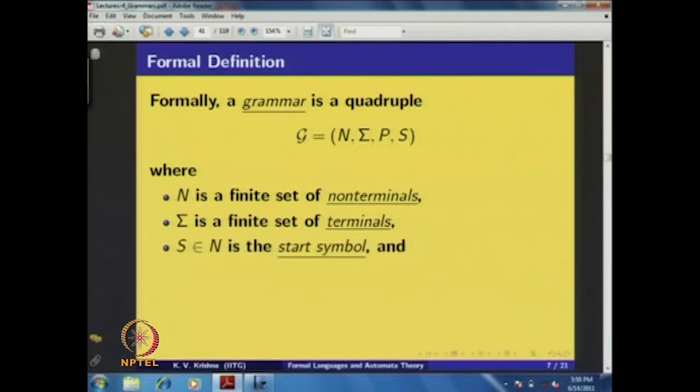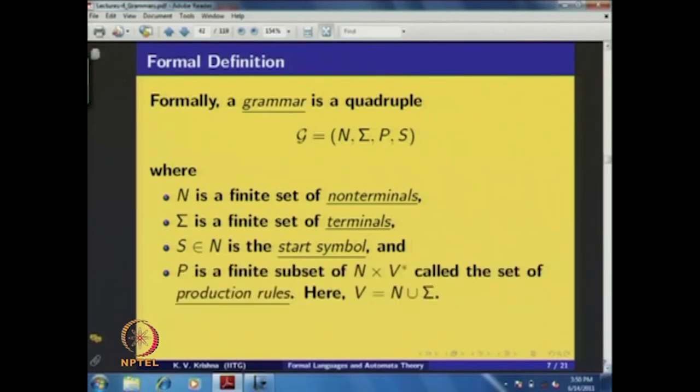That means this is a non-terminal symbol that we call the start symbol. This is representing the phrase sentence, and P is a finite subset of N cross V star, called the set of production rules. These are called production rules, and here V is equal to N union sigma. Now, let us look at that set N cross V star.